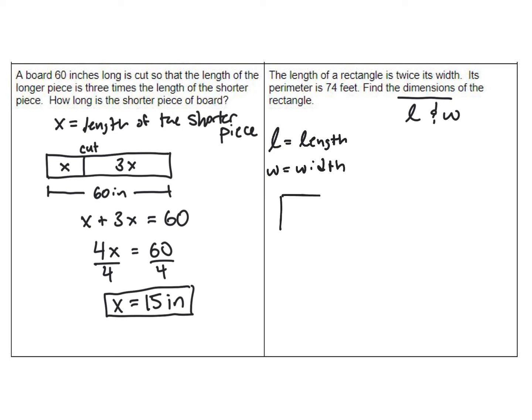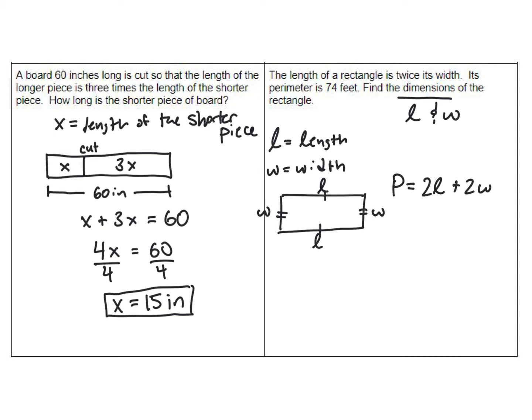Okay, so I'm going to draw a picture to help make sense of it. Here's a rectangle. Here's my width. Here's my length. And I know that the perimeter is 74. So again, the perimeter is found by adding up all the sides. So in a rectangle, the two lengths are the same and the two widths are the same. So to find the perimeter, I can take 2 times the length and add to it 2 times the width.